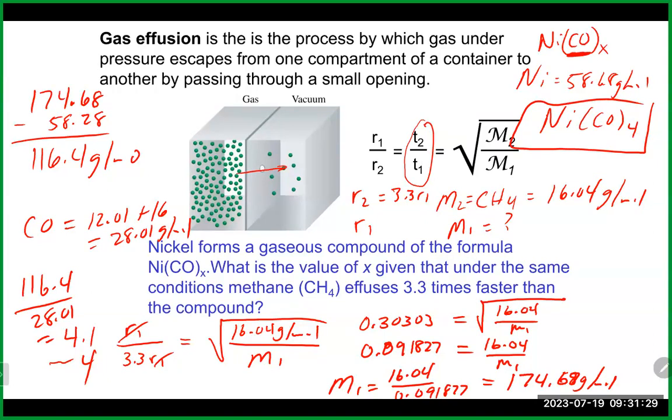So this is one application that you could use it for, to figure out a missing formula. You obviously could also just figure out the molar mass of a compound, or the rate or time it takes for another compound to move across.